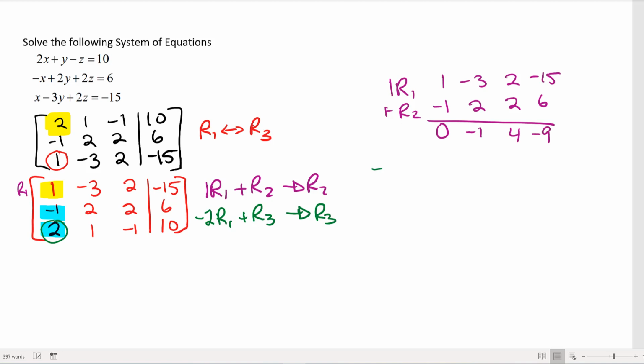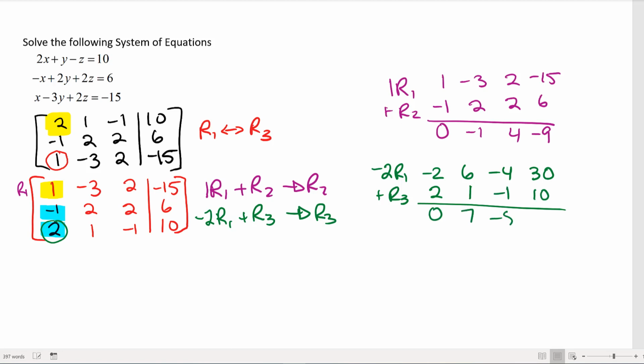In green, I'm going to do negative 2 times row 1 and add it to row 3. So I'm taking row 1 and multiplying by negative 2. 1 times negative 2 is negative 2. Negative 3 times 2 is positive 6. 2 times negative 2 is negative 4. And negative 15 times negative 2 is positive 30. And then I'm going to put row 3 right underneath that and add down. 0, 7, negative 5, and 40.